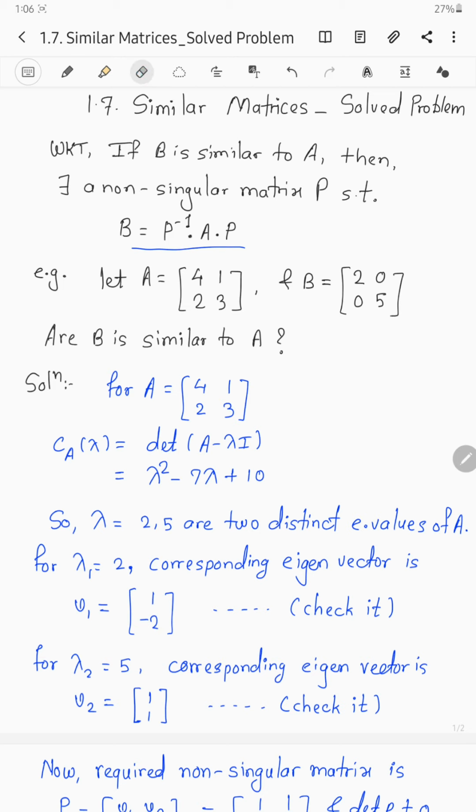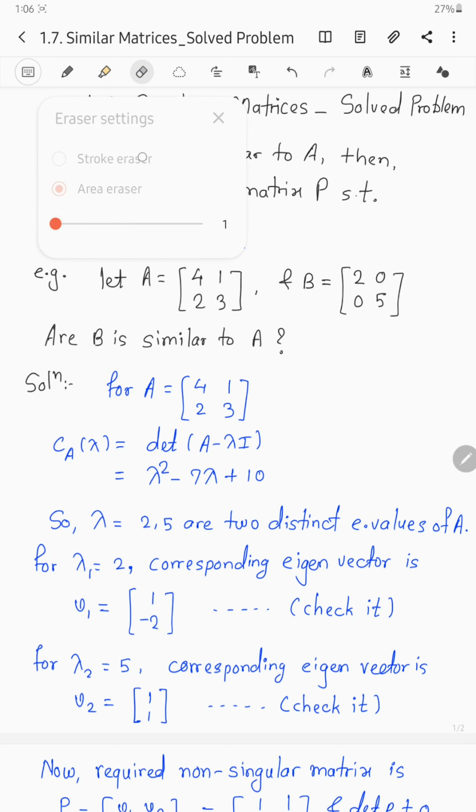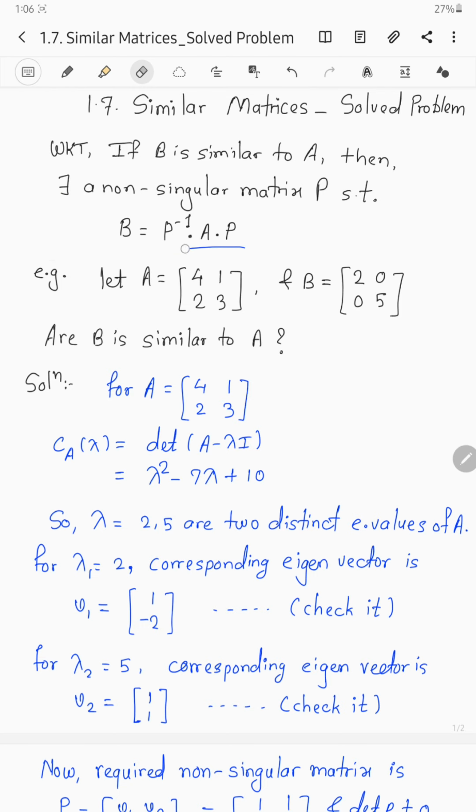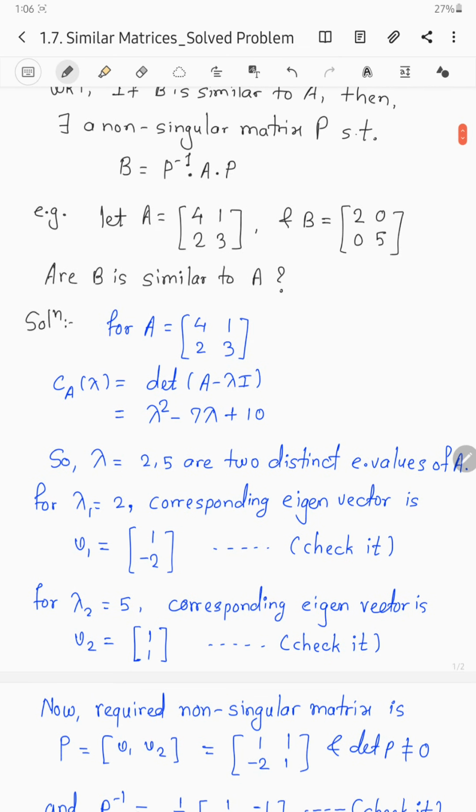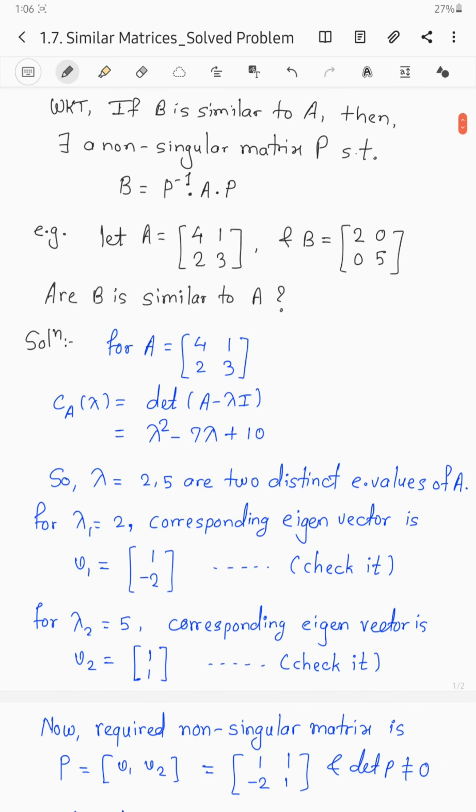Now let's see some examples. Let A be the matrix 4 1 2 3, and let B be the matrix 2 0 0 5. Is B similar to A? We can't say just by looking at the matrices whether they are the same or not, so every time we need some relations, or we will use the definition.